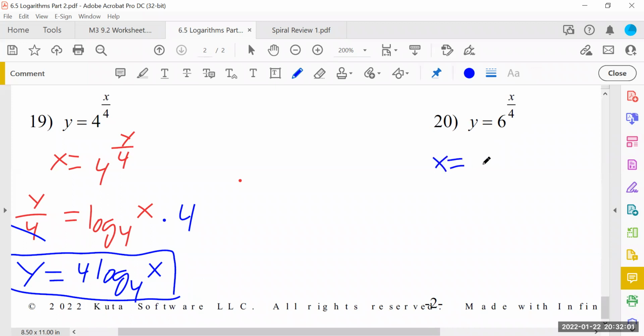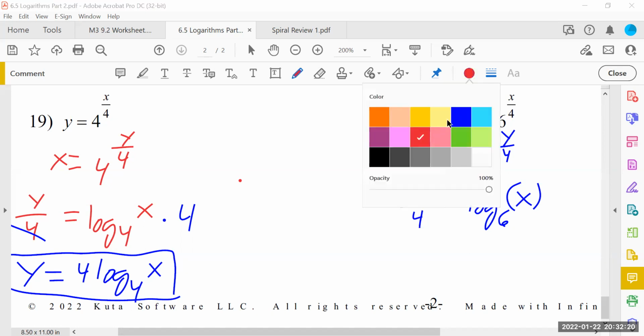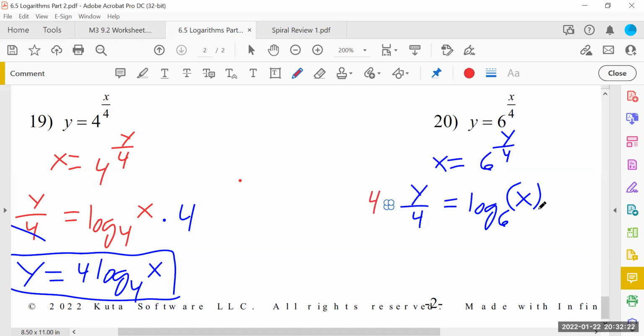X is equal to 6 to the y over 4. 6 comes down, log base 6. So again, that 6 was the base. The x goes inside, and it's equal to y divided by 4. Can multiply both sides by 4 here. Y is equal to 4 log base 6 of x.